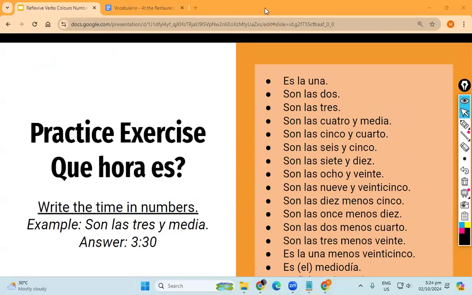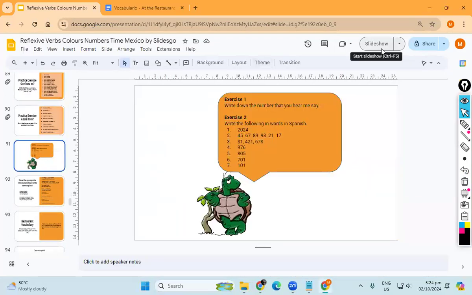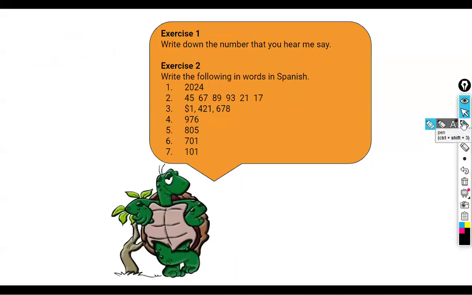All right, let's look for our numbers exercise. Right. Let's try and translate these numbers. The first one I feel like we did last week. How do we say 2024 in Spanish?